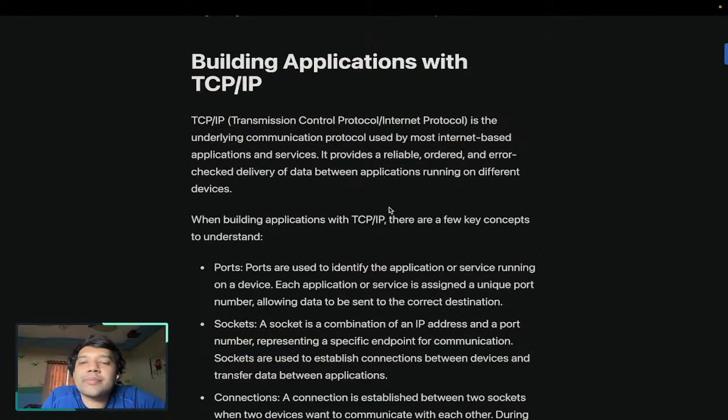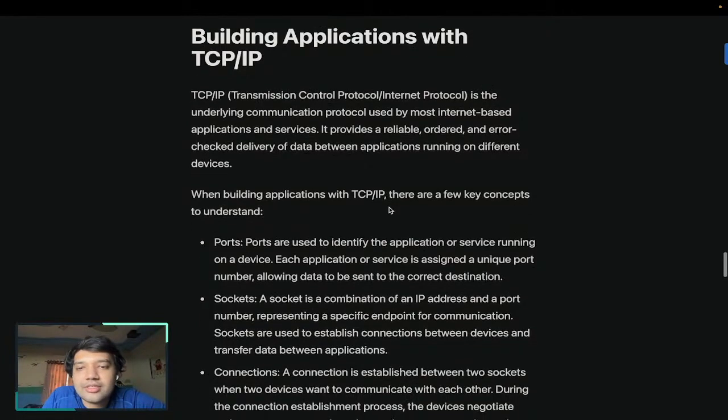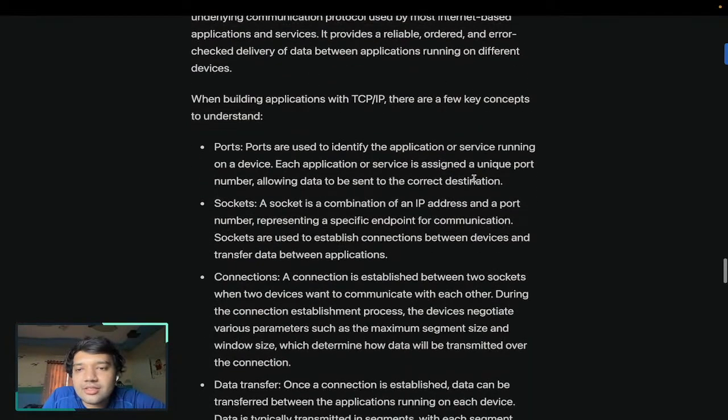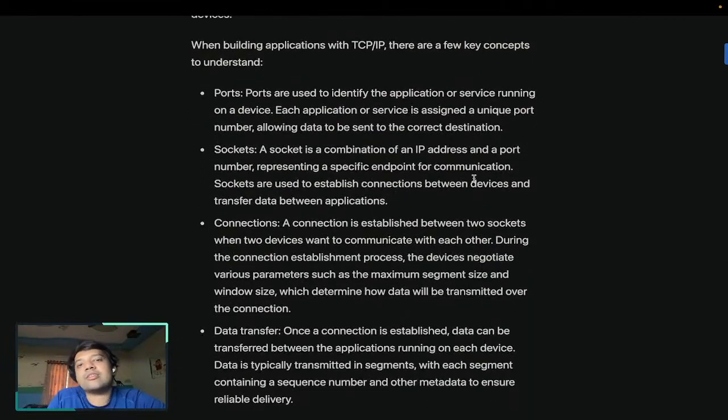Building applications with TCP/IP. TCP is the underlying communication protocol used for most internet-based applications and services. It provides reliable, ordered, error-checked delivery of data between applications running on different devices. When building applications with TCP/IP, there are a few key concepts to understand. Ports. Ports are used to identify the application or service running on the device. Each application or service is assigned a unique port number, allowing data to be sent to the correct destination.